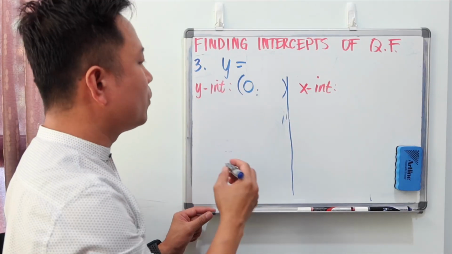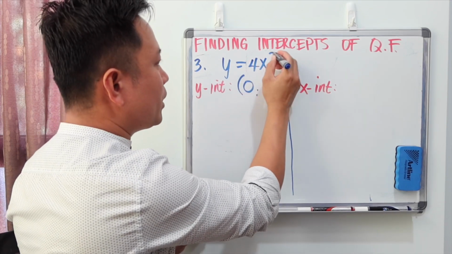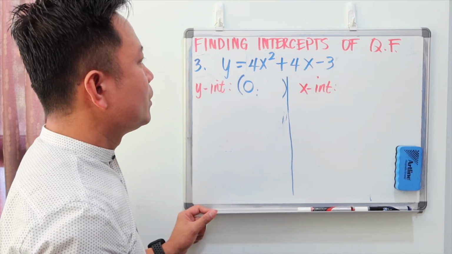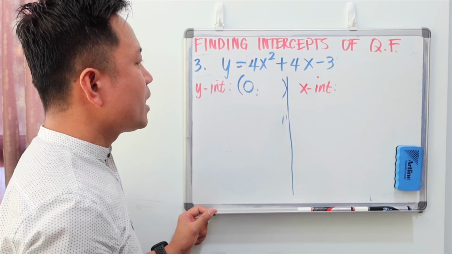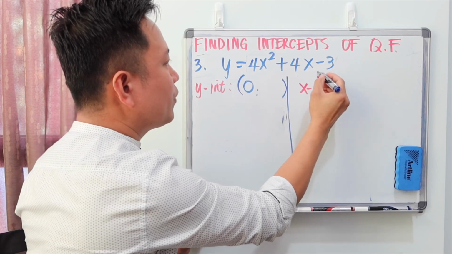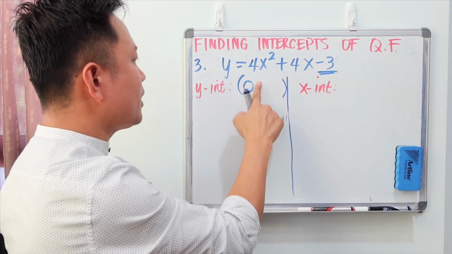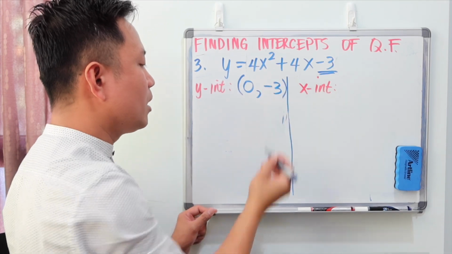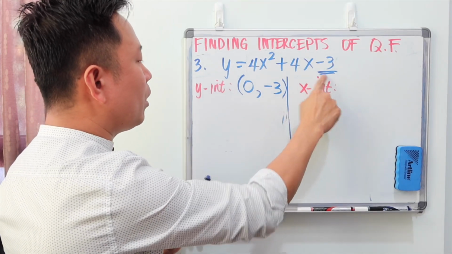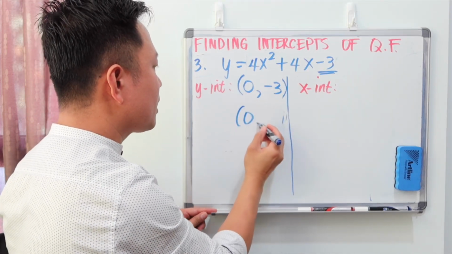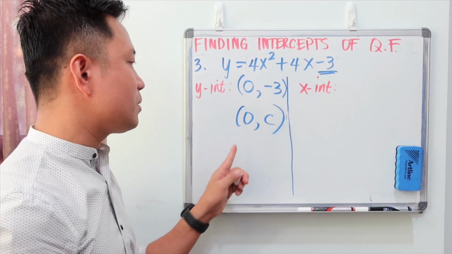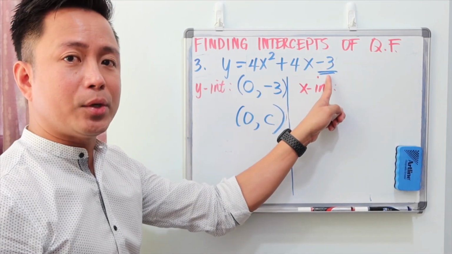Example 3, we have y is equal to 4x squared plus 4x minus 3. So the same thing for the y-intercept. If we plug in x is 0, this becomes 0, 0, and we have here negative 3. So the y-intercept now is 0, comma, negative 3. You probably noticed in examples 1 and 2 that the y-intercept will always be your 0, comma, c value. Again, the y-intercept will always be 0, comma, your c value.